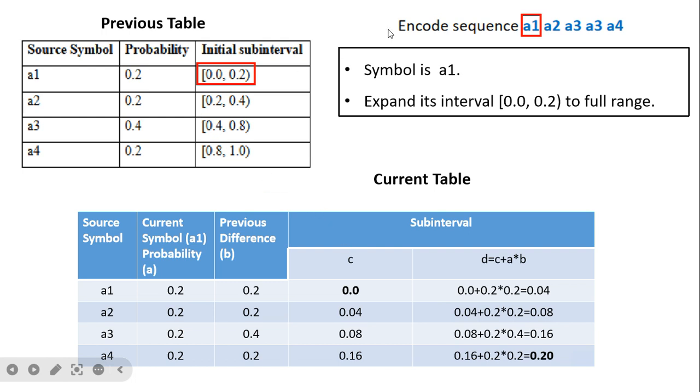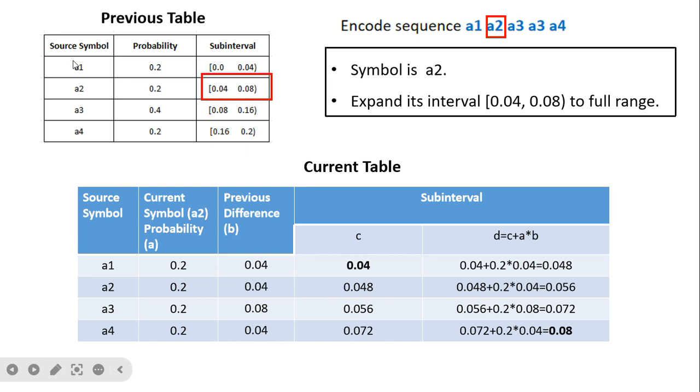So we expand: the first symbol is A1 and the A1 range is from 0.0 to 0.2. So we expand the whole interval between 0.0 and 0.2 with this probability distribution. Now this table becomes our previous table, and we will calculate for the next symbol, which is A2. Here we need to check this table. This current table becomes the previous table for the next table.